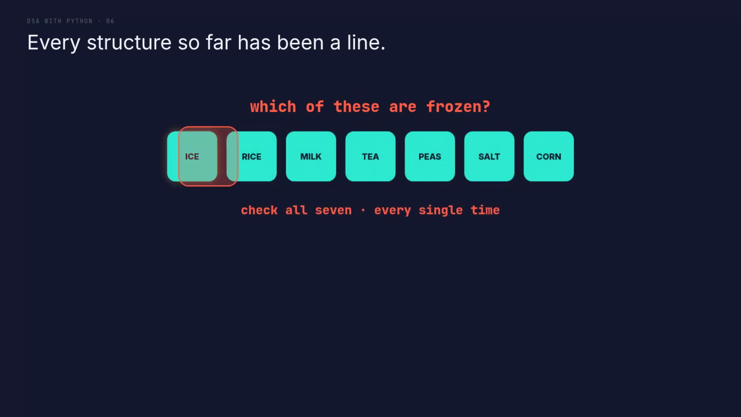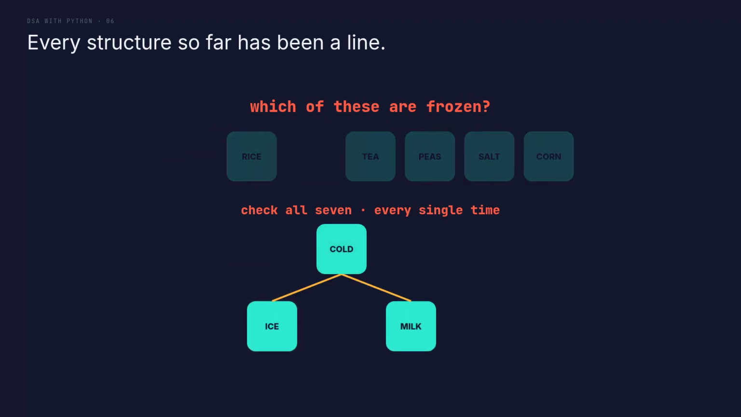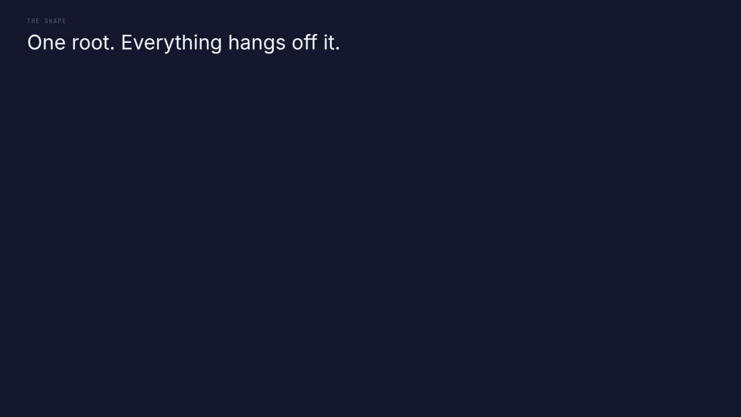You'd have to check all 7 bins every single time because the shelf itself has no idea what a category even is. Unless the shelf has levels. One bin sitting above 2 others, and suddenly the structure knows something the line never could. So that's a tree, and honestly, once you see it, you'll start spotting it everywhere. Your file system, the page you're looking at right now, every menu you've ever clicked. Okay, so let's build one properly.